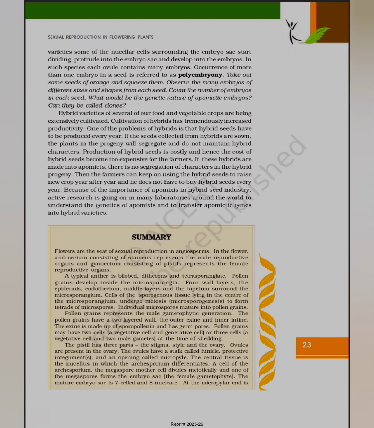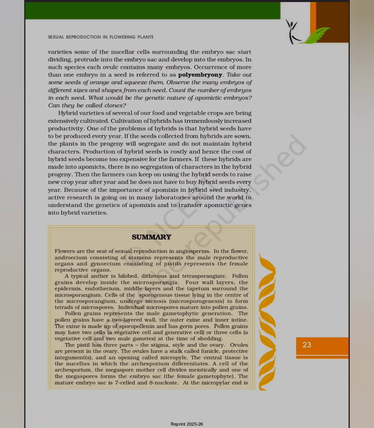Summary. Flowers are the seat of sexual reproduction in angiosperms. In the flower, androecium consisting of stamens represents the male reproductive organ, and gynoecium consisting of pistils represents the female reproductive organ. A typical anther is bilobed, dithecous, and tetrasporangiate. Pollen grains develop inside the microsporangia. Four wall layers, the epidermis, endothecium, middle layers, and the tapetum, surround the microsporangium. Cells of the sporogenous tissue lying in the center of the microsporangium undergo meiosis, microsporogenesis, to form tetrads of microspores. Individual microspores mature into pollen grains.